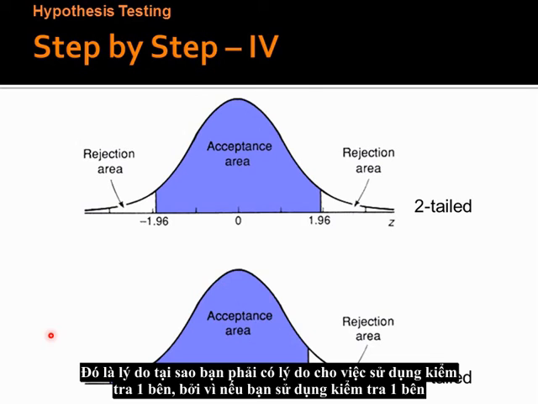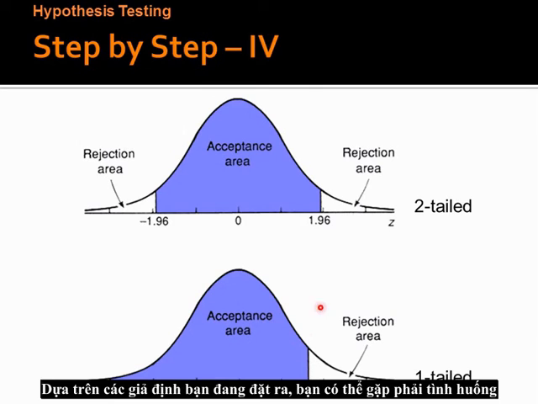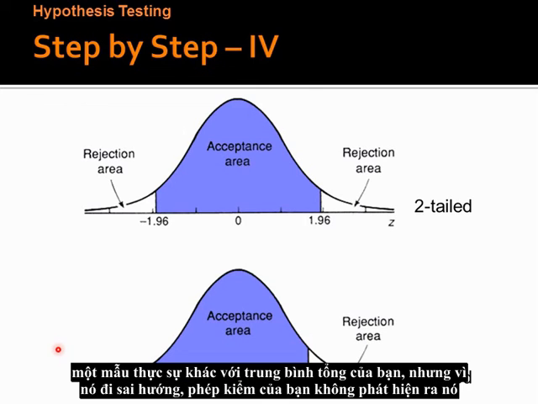Because if you use a one-tailed test, based on the assumptions you're making, you can end up with a situation where you have a sample mean which is really different from your population mean, but because it's in the wrong direction, your test actually doesn't pick it up.